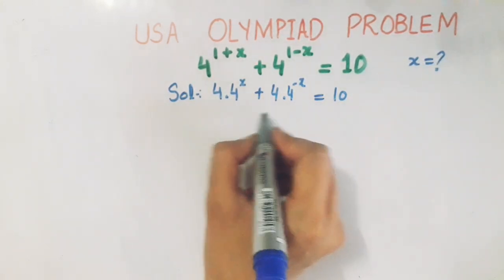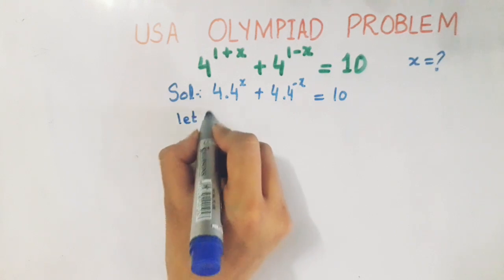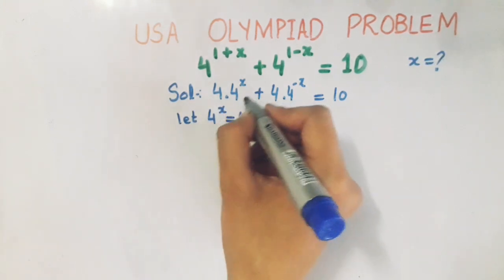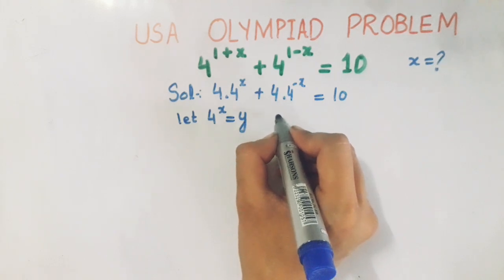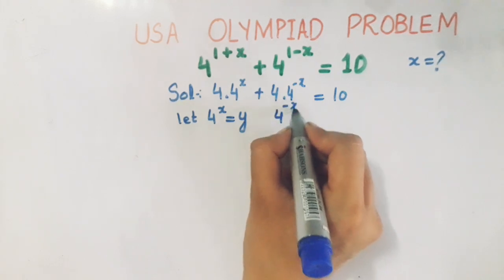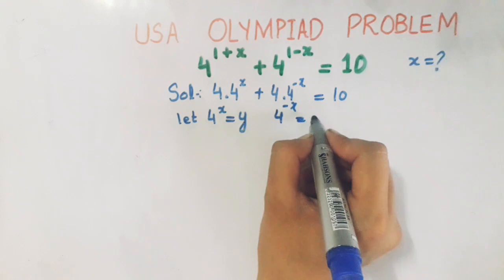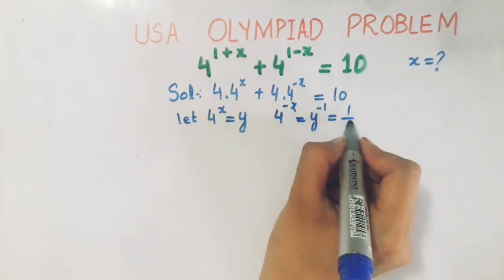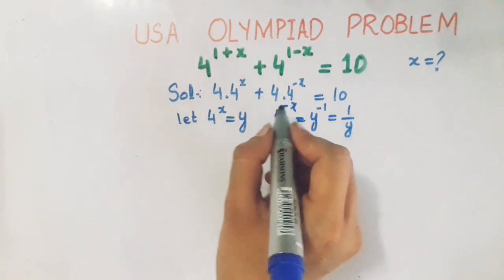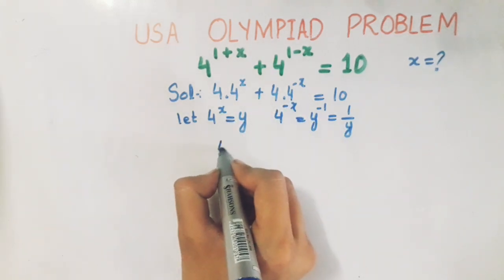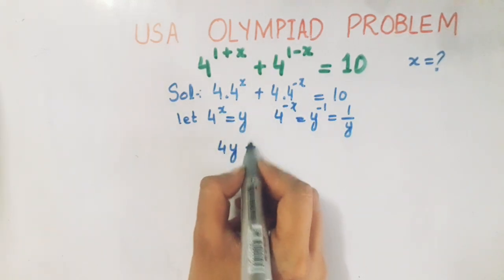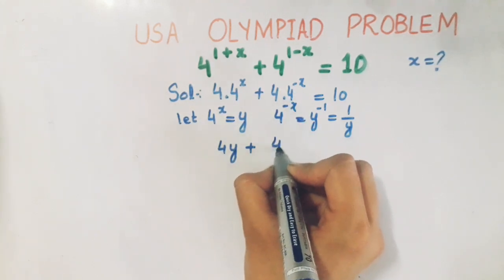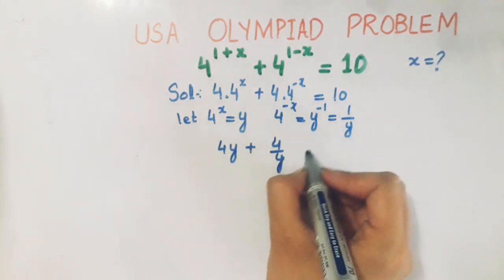Now here we will consider let 4 raised to power x equals y. Then 4 raised to power minus x equals y raised to power minus 1, that equals 1 over y. So we will substitute these values here. So 4y plus 4 into 4 raised to power minus x means 4 by y, and that equals 10.